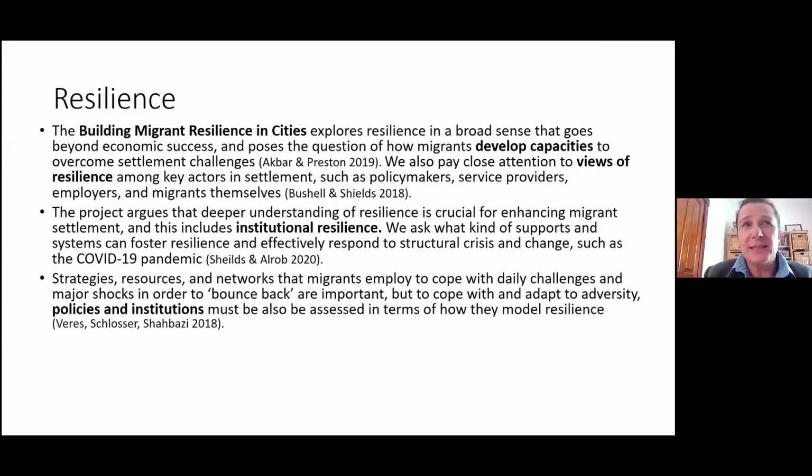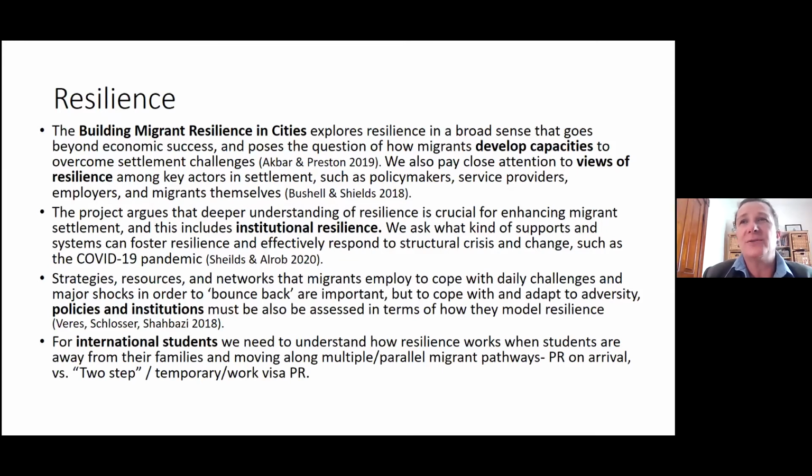Certainly, immigrants develop strategies and resources to help them deal with the various challenges. But as we argue, we also need to think about policies and institutions and how they respond. In the case of international students, we're particularly interested in how resilience can play a role for this particular population. In many cases, they face challenges in the absence of their family networks and important support networks, but they also face the complicated challenge of moving along multiple parallel pathways.